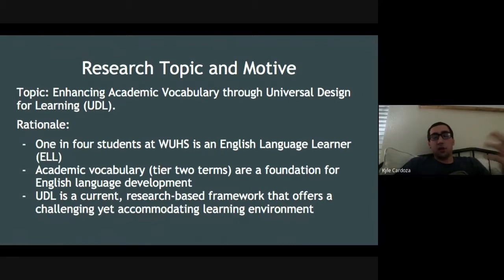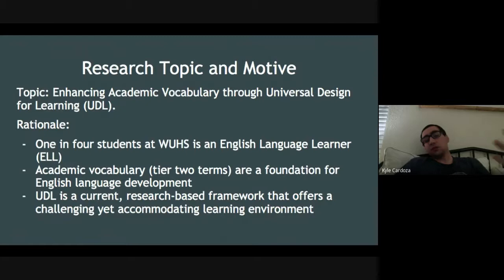I stumbled across Universal Design for Learning and have tried to incorporate that in my own classroom, and I felt, okay, there's not really that much research on Universal Design for Learning that I've come across, other than books that have been published. But in terms of scholarly journals, I rarely come across anything regarding Universal Design for Learning when it comes to academic vocabulary.